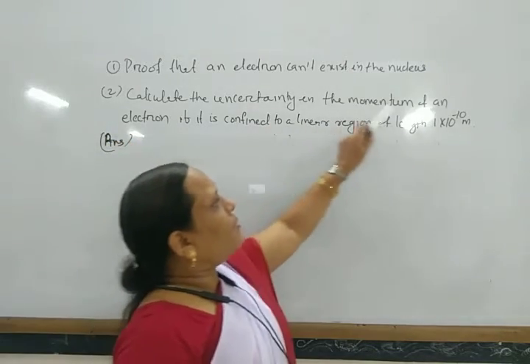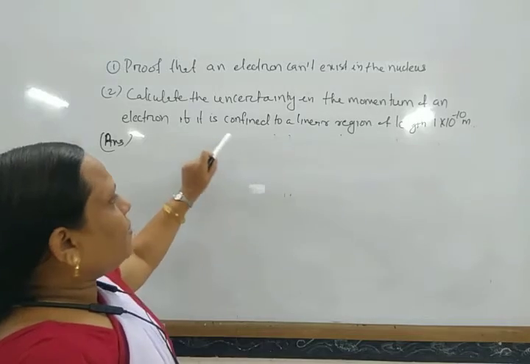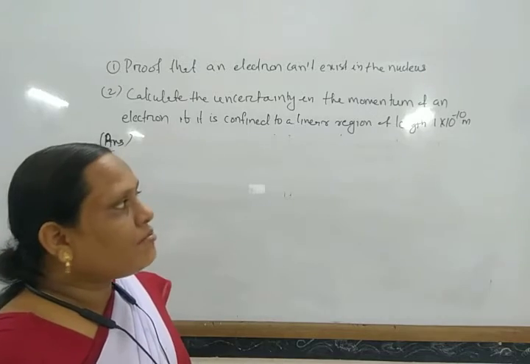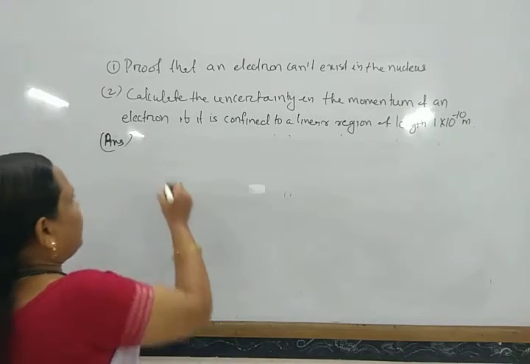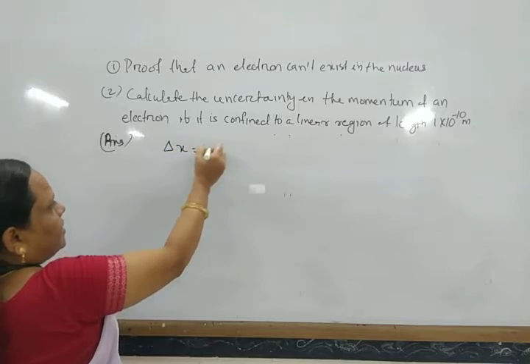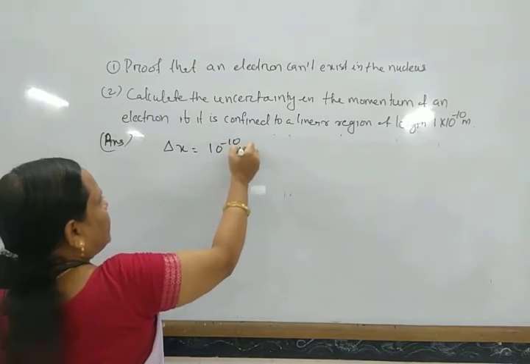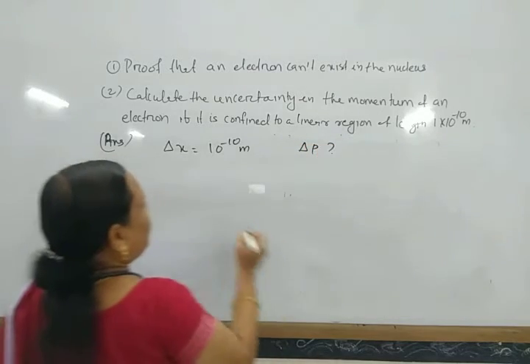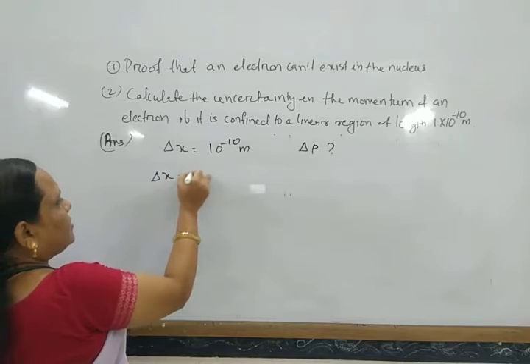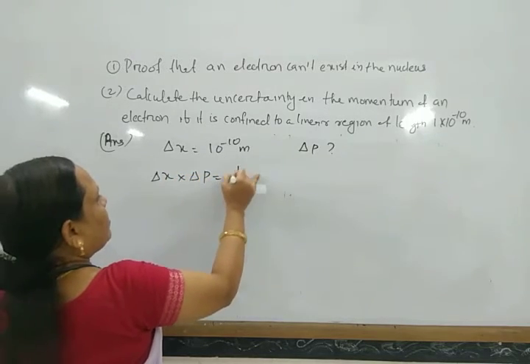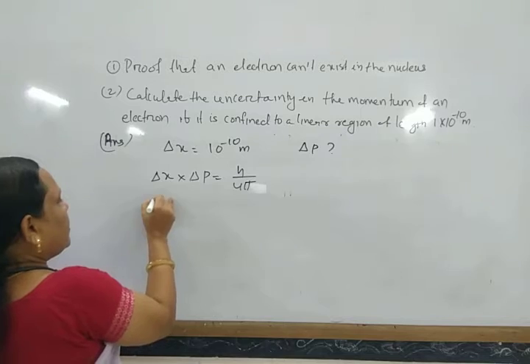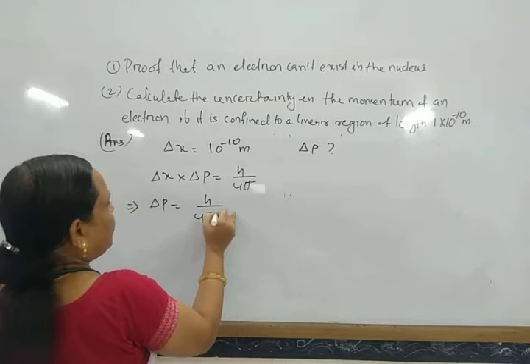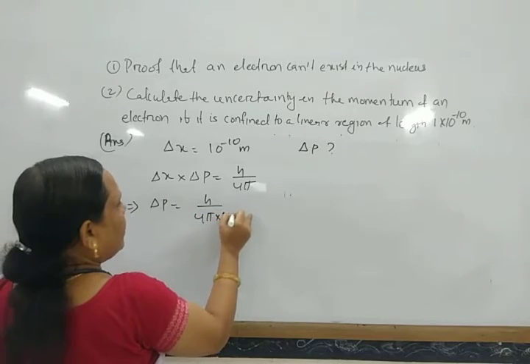Calculate the uncertainty in momentum of an electron if it is confined to a linear region of length 10 to the power minus 10 meter. That means del x is 10 to the power minus 10 meter, and what is the value of del p? So we know del x into del p equals h by 4 pi. This implies that del p equals h by 4 pi into del x.